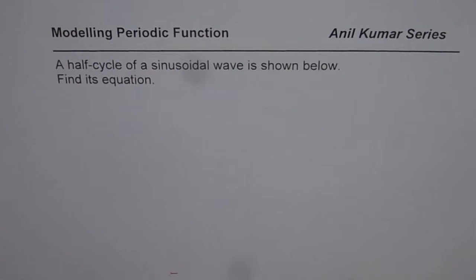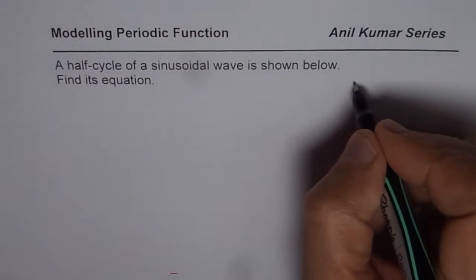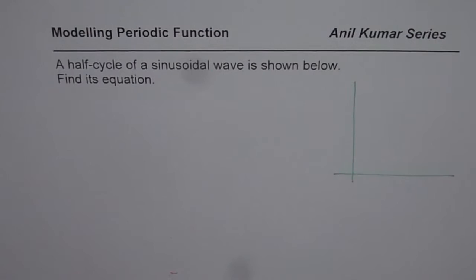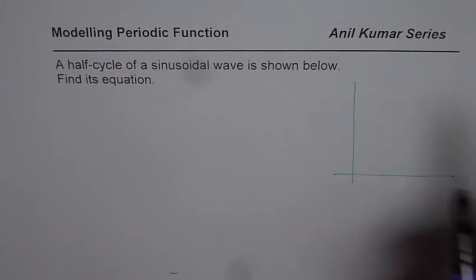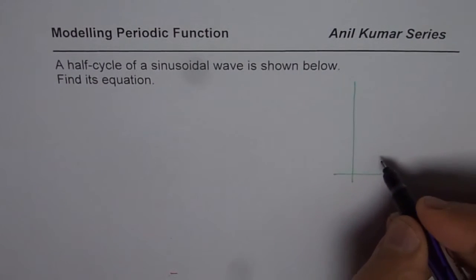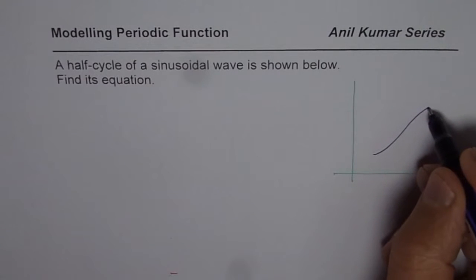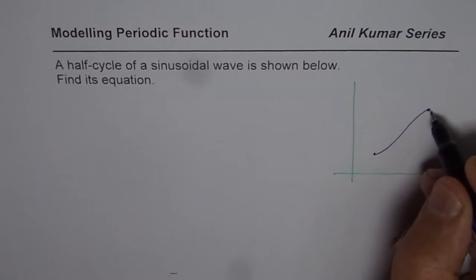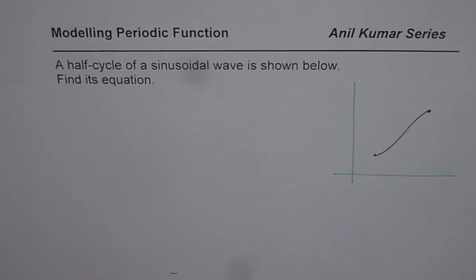Now, the idea is that there's nothing here you can see, but you can make a question for yourself and then practice. That's the whole idea. So we will just sketch a sinusoidal function. Let's say this is my half cycle, correct? Now it is kind of moving like this, so it looks like a sinusoidal function.